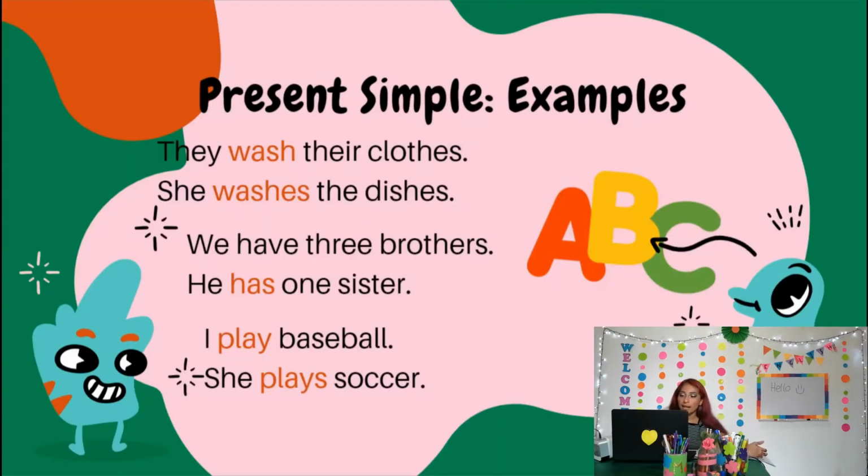Some examples that I have for you today: They wash their clothes. She washes the dishes. It's the same verb but with a different meaning and a different person. They wash their clothes. She washes the dishes. Another example: We have 3 brothers. She has 1 sister. Have and has is the same verb, tener, but when we use it in third person, it is has. I play baseball. She plays baseball.